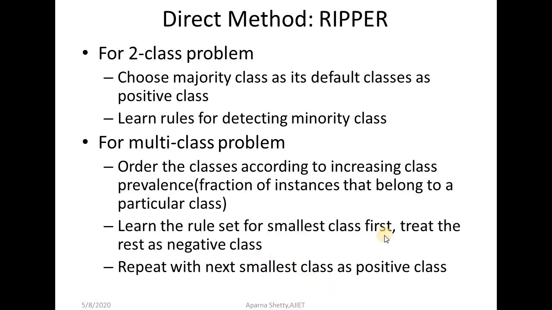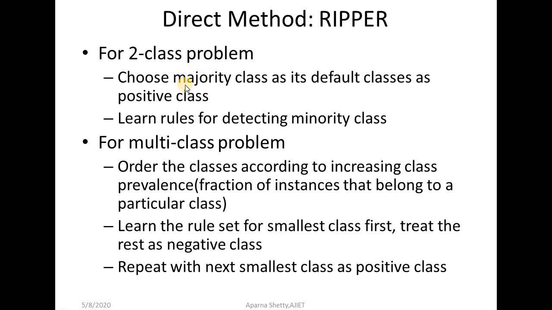Over here, first you will order the classes according to their class prevalences, that is, the number of records that belong to that particular class. Next, you will generate the rule set for the smallest class first, by treating the rest as the negative class. Next you will repeat this for the next smallest class as positive class. So this was about the multi-class problem.